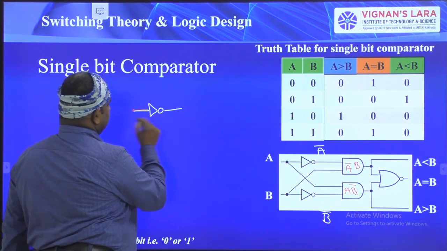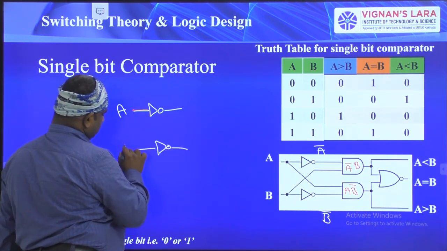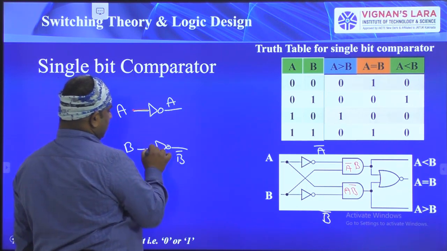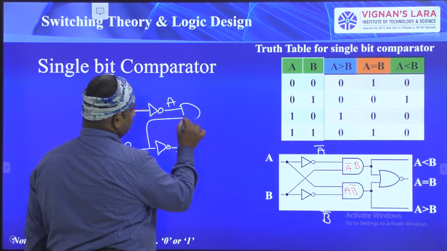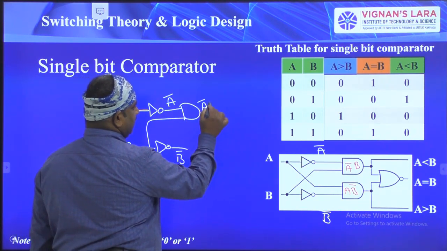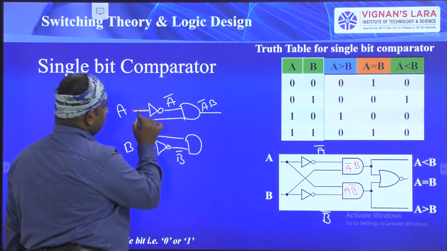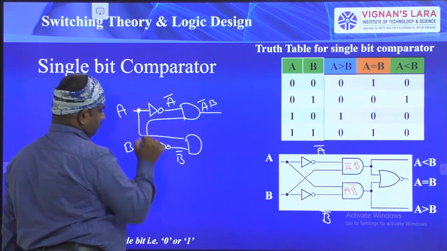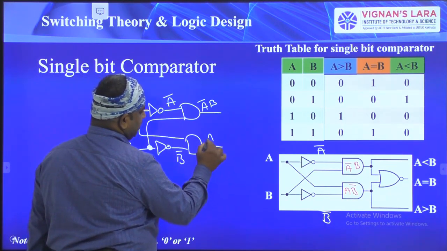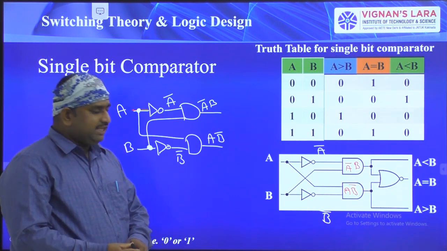So this is A bar and this is B bar. So here I have to give, see here, this is A bar. So the output of this AND gate is A bar B. And here I am using another AND gate. I am taking the A signal here. So now the answer is A B bar.